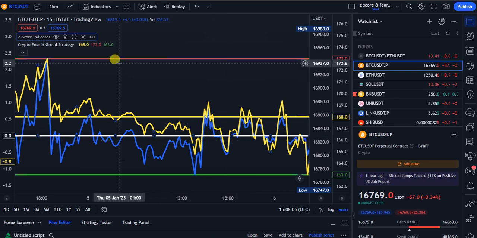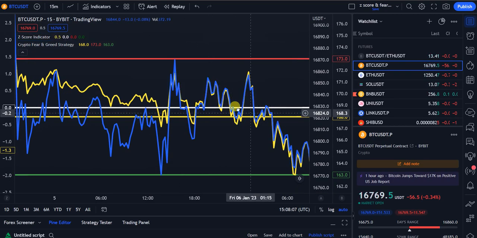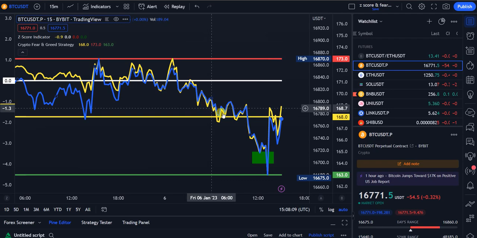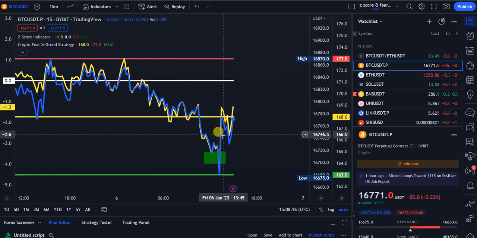It updates every 15 minutes for 168 times. That means that it takes 1.75 days to calculate, and every 15 minutes it updates. And then we got a long signal in here.